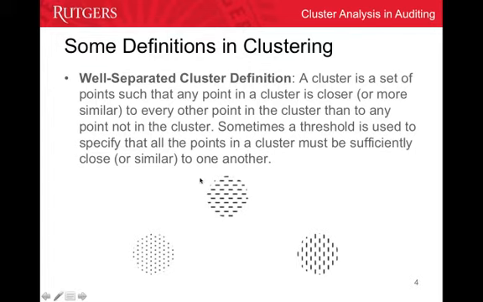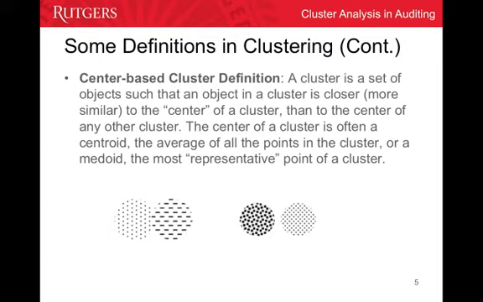For example, if this circle is very large and also this one, the border points may be closer to each other. In this circumstance, many other cluster criteria have been developed. For example, the center-based cluster is one of these cluster criteria. It says that a cluster is a set of objects such that an object in a cluster is closer or more similar to the center of the cluster than to the center of any other cluster.